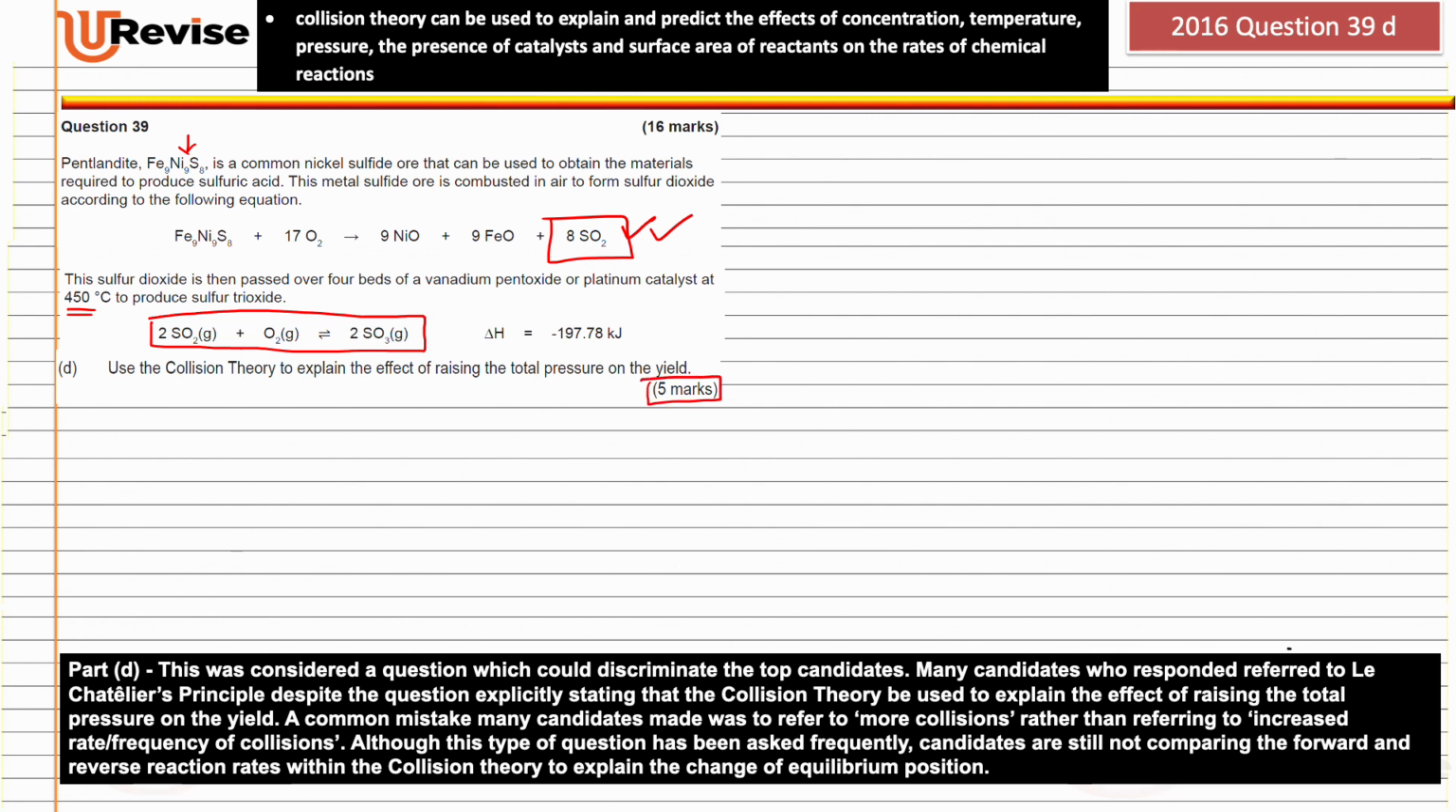marks. Now, before we answer this question, let's take a look at what the examiner had to say and the syllabus point related to this question. It reads, this was considered a question which could discriminate the top candidates. Many candidates who responded referred to Le Chatelier's principle, despite the question explicitly stating that the collision theory be used to explain the effect of raising total pressure on the yield. A common mistake many candidates made was to refer to more collisions rather than referring to increased rate or frequency of collisions. Although this type of question has been asked frequently, candidates are still not comparing the forward and reverse reaction within the collision theory to explain the change in equilibrium position.